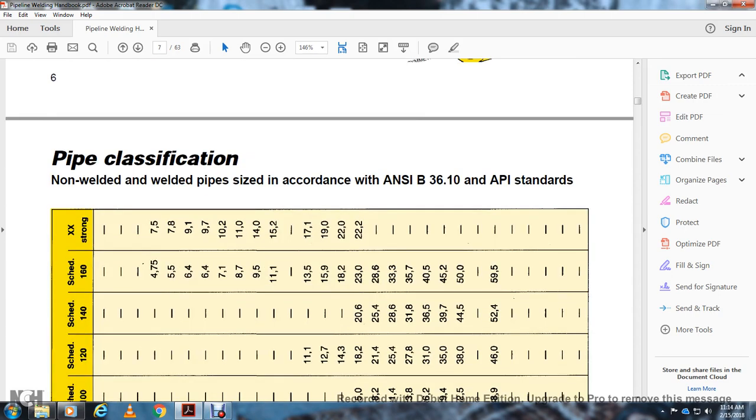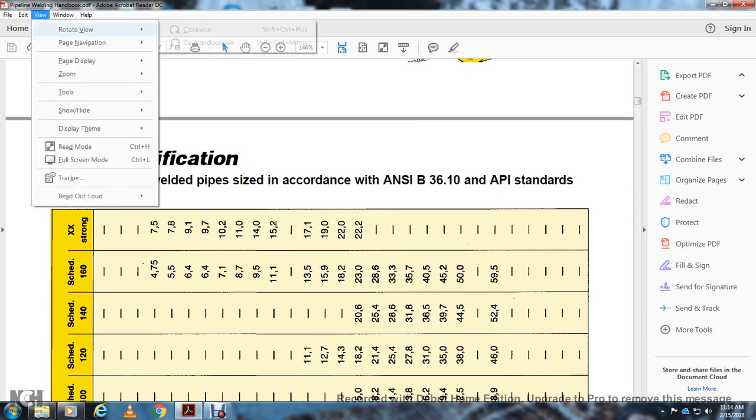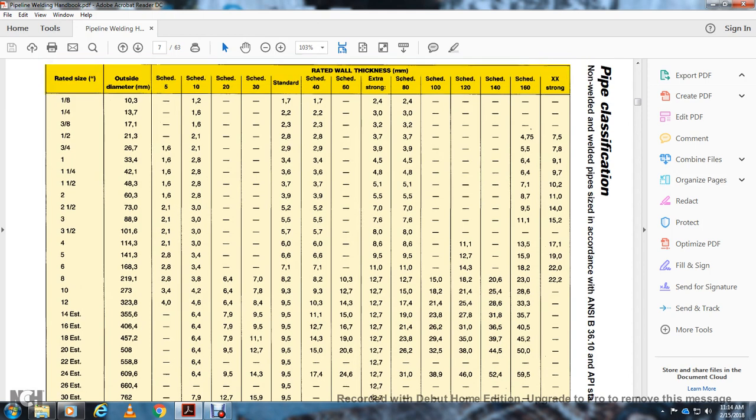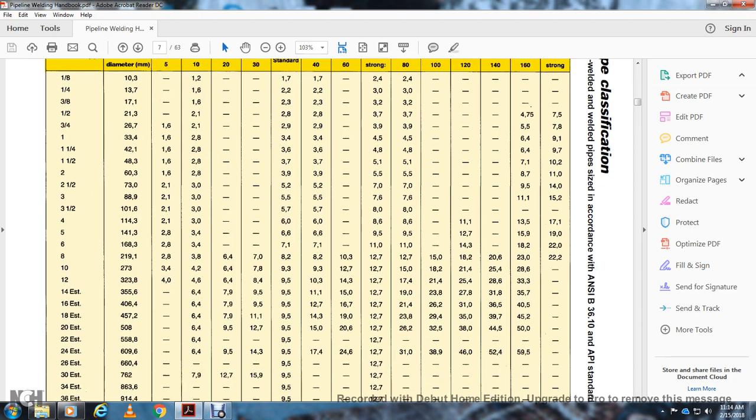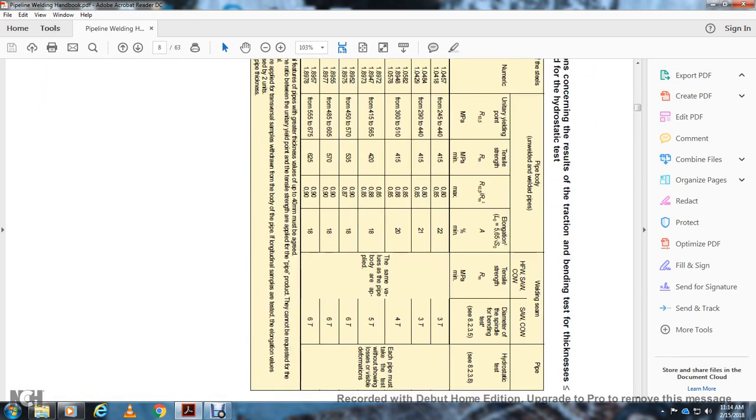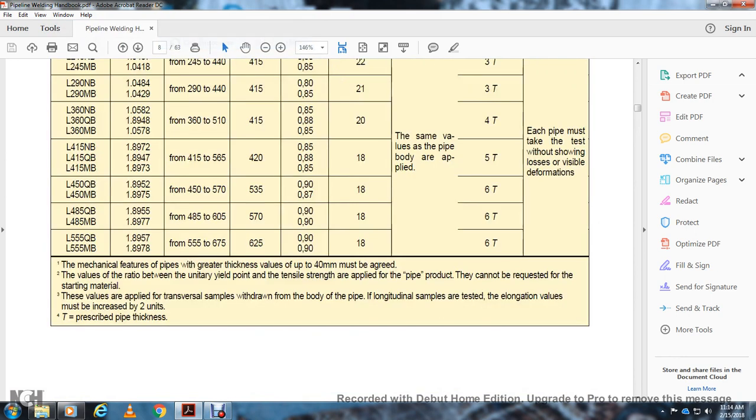Pipe classification: non-welded pipes according to the American National Standards Institute B36.10 or American Petroleum Institute standards. And we're going to flip this table counterclockwise. It shows the rated size, outside diameter, schedule 5, 10, 20, 30, standard. Rated wall thickness standard for schedule 40, 60, extra strong. Schedule 80, 100, schedule 120, 160, XX strong. Then we're going to flip this back.